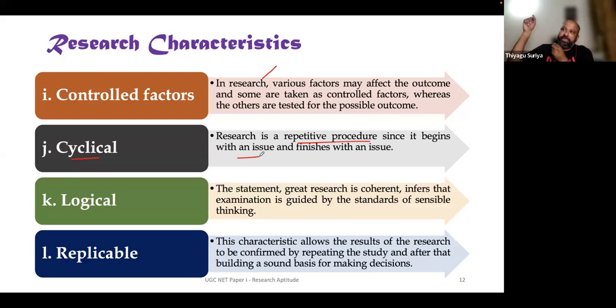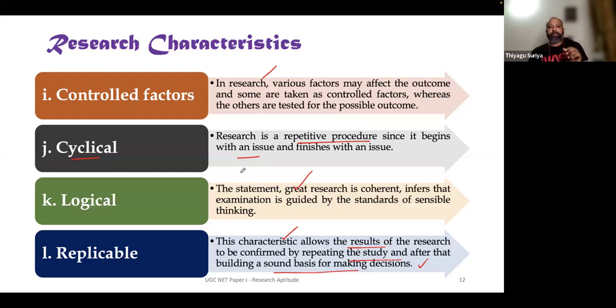Why? In the sense that this particular research may give you some other way to do further research. And therefore, research is a cyclic process. There is never an end to the research process. It goes on cyclically, and it will be logical, and it will be replicable also. These characteristics allow the research to be confirmed by repeating the study, building a sound basis for decisions. So when you do the same research for different samples, different sample representations, that is called replicable, and automatically we can come to more generalized findings.